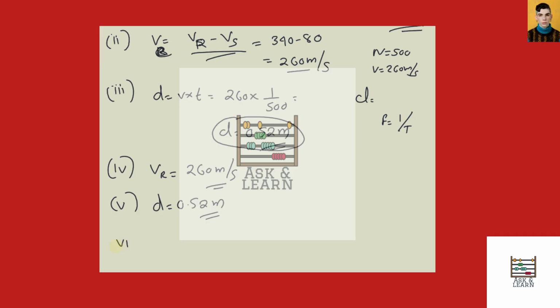Now the sixth question, as measured by the receiver, what is the firing frequency of these particles? Since the receiver is stationary, since it is not moving, the firing frequency will be the same as the initial frequency, that is 500. 500 will be the frequency. So this is the solution.